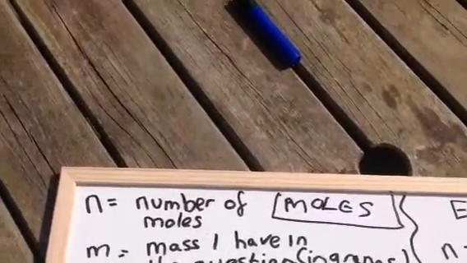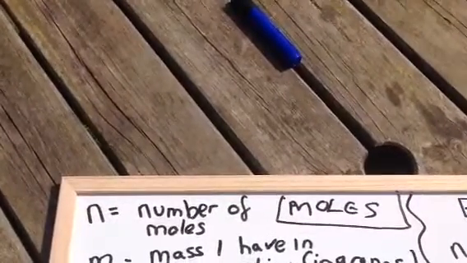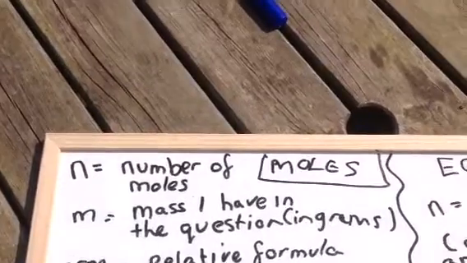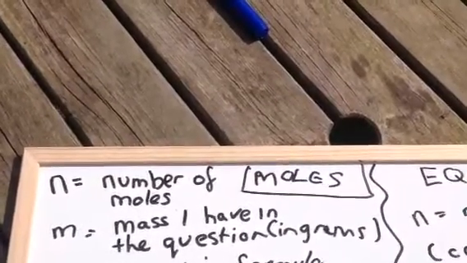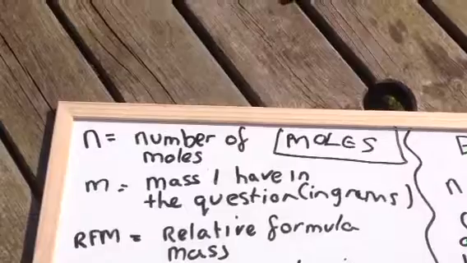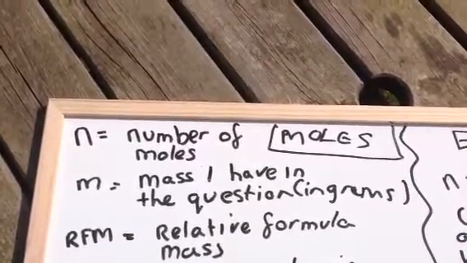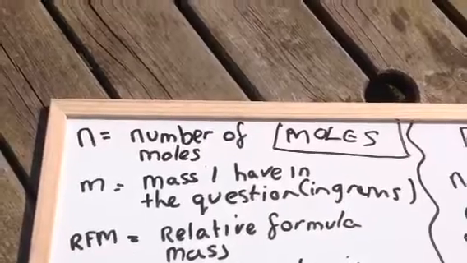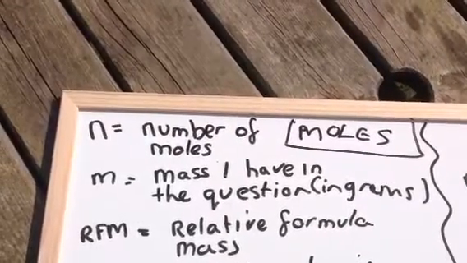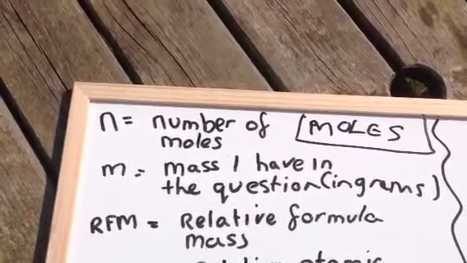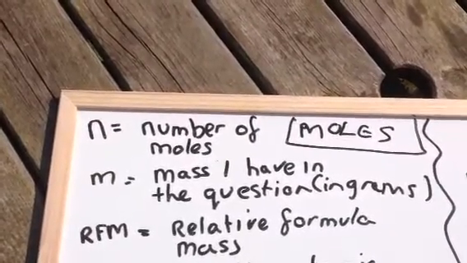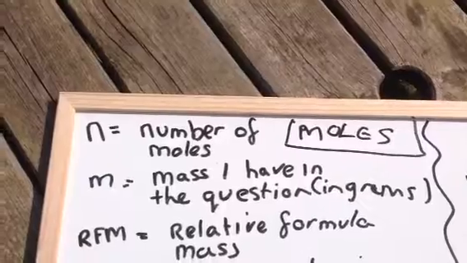So N is just the number of moles. Moles is just a value of the number of particles. Okay, M is the mass I have in the question. RFM is a relative formula mass. I work that out by taking the mass numbers of each of the elements in my compound and adding them together. So for example, the RFM of sodium chloride would be the mass of sodium, which is 23, plus the mass of chlorine, which is 35.5, so that's 58.5.